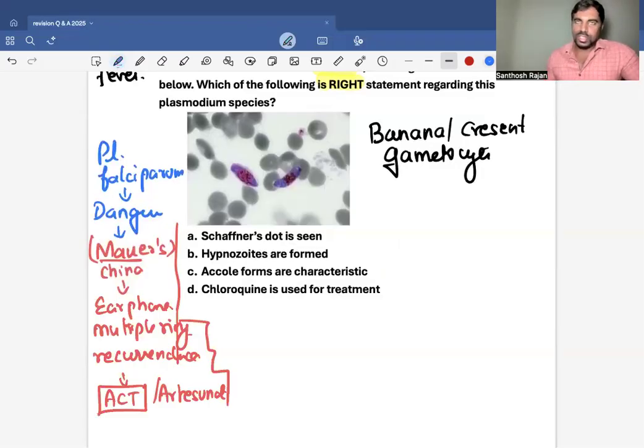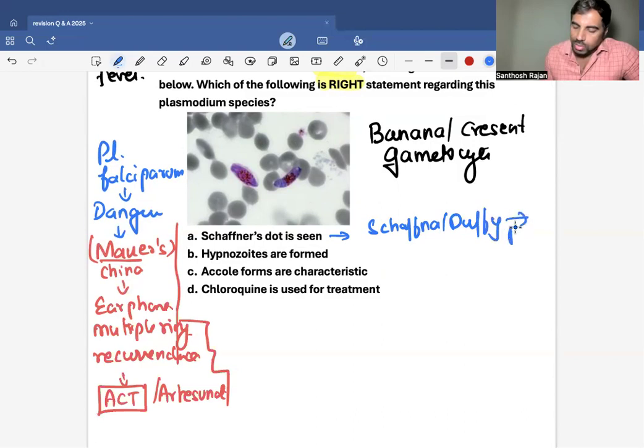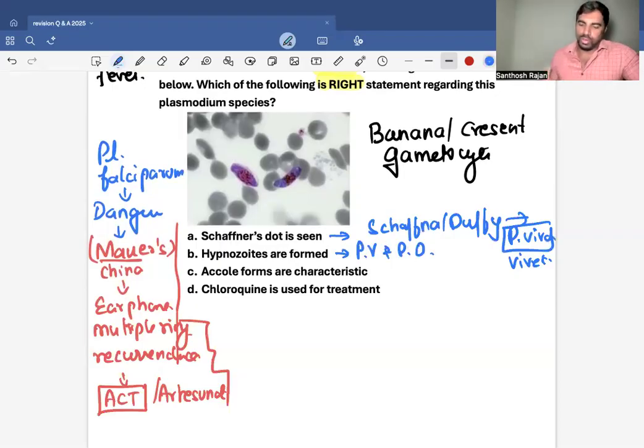Okay, now let's go here. So Schüffner's dots are seen? No. Schüffner's, Duffy, I always give a clue: Schüffner, Duffy. Both are related with what? Plasmodium vivax, Vivek. They are Vivek's girlfriends, right? Hypnozoites are also for Plasmodium vivax and Plasmodium ovale, not for our falciparum. Accolé form, yes. Accolé form is the characteristic. When I say this earphone, that is basically the accolé form. So accolé form is characteristic, definitely yes.